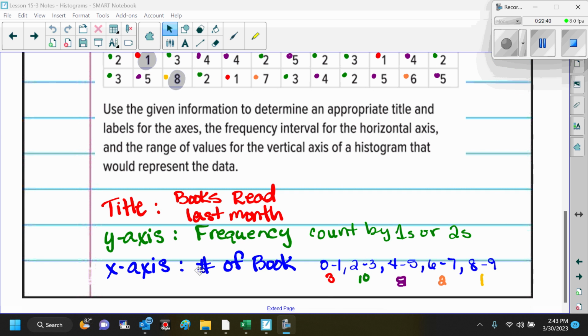And then, of course, on the y-axis for the frequency, I looked to see how many times I got a number for each one of my intervals. So those numbers on the y-axis went from 1 to 10. So on that, I just counted. You can either count by ones or twos, depending on what you like to do when you create your display.